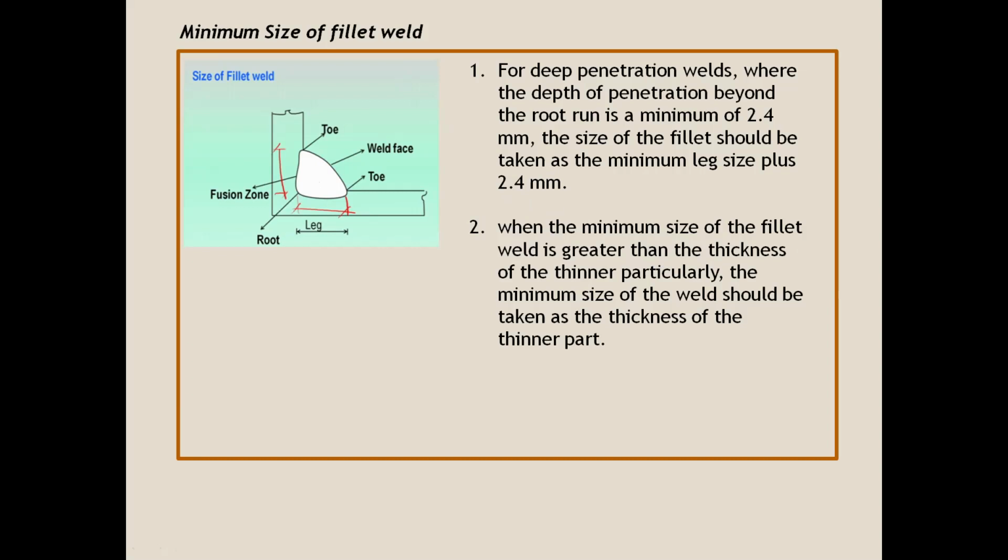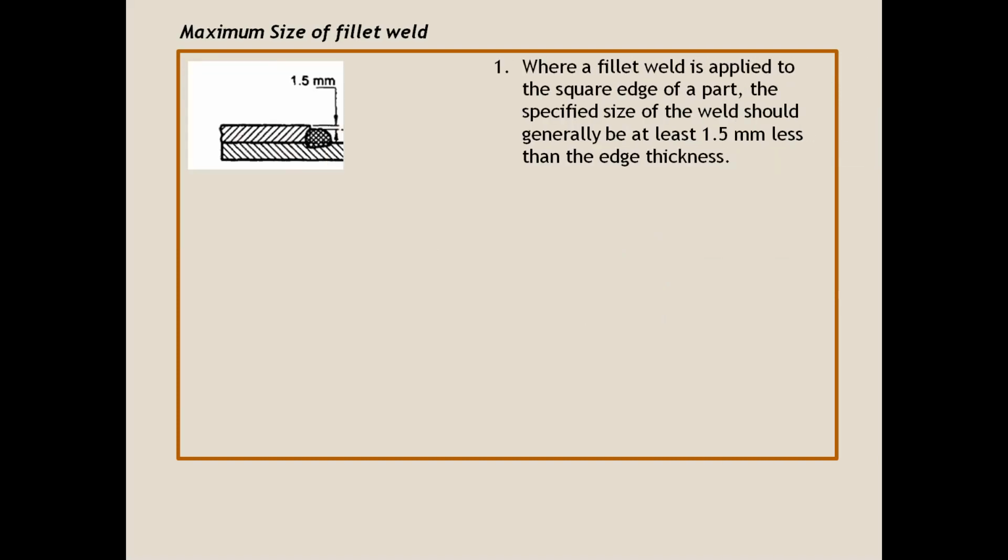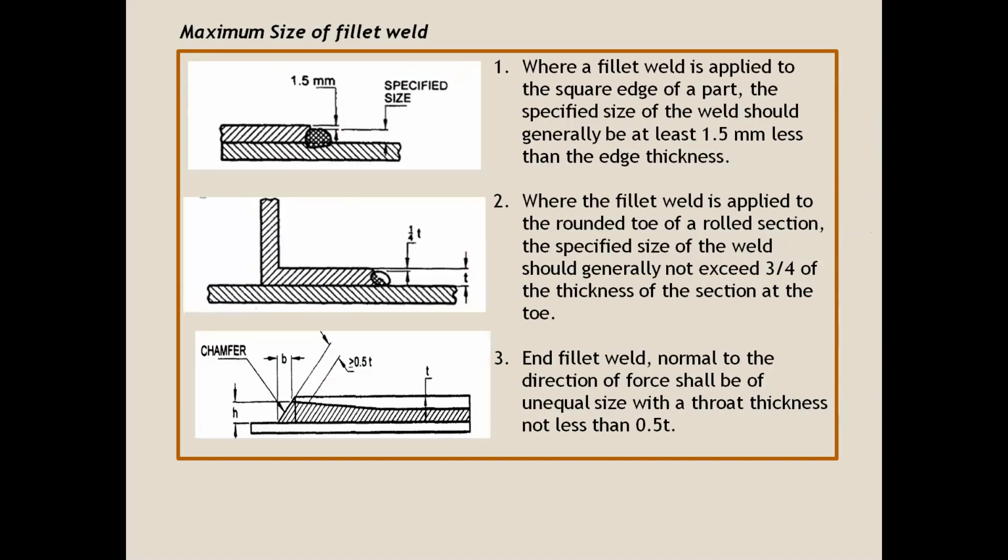Minimum size of the fillet weld is greater than the thickness of the thinner part; particularly, the minimum size of the weld should be taken as the thickness of the thinner part. That is the minimum size of fillet weld you have to maintain. And now the maximum size of fillet weld you have to maintain as per Indian standard.